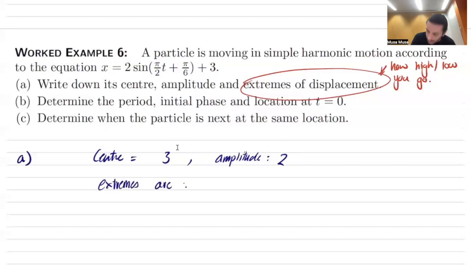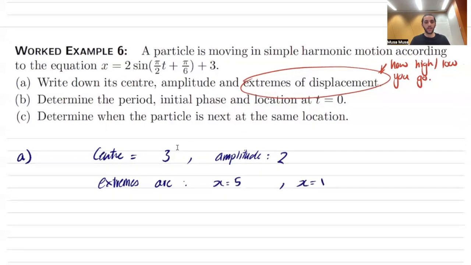Now, how are we going to find the extremes? Well, if you start at your center and your amplitude is 2, you're starting at 3 and going up by 2, so you get to 5, then going down by 2 you get to 1. So the extremes are x equals 5 and x equals 1.